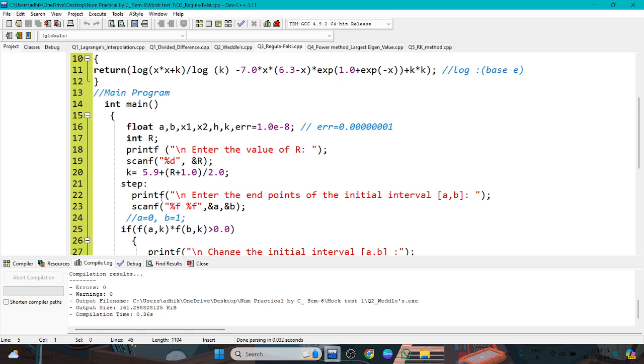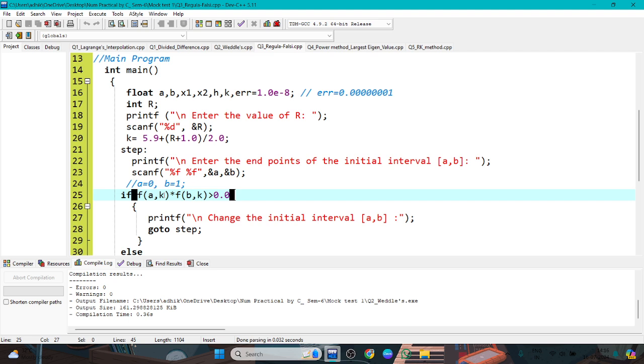The step colon printf enter the endpoints of the initial interval a b, scanf a b. So it is very important to correctly choose the value of a b. If you choose a equal to 0 and b equal to 1 is the appropriate choice. If you choose a equal to 2 or b equal to 3, then again re-enter the initial interval. A equal to 0, b equal to 1 is the correct choice here.